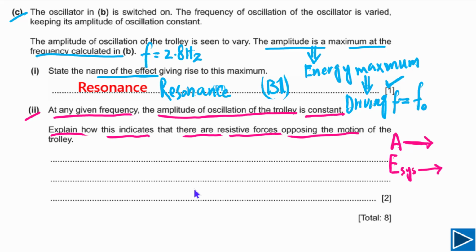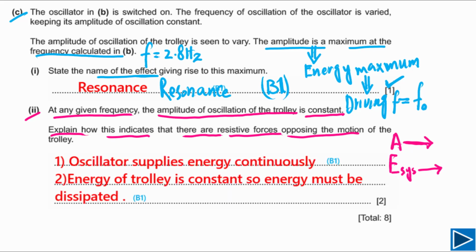Let me explain how you can write a proper answer for this question. First point, you need to write that the oscillator supplies energy continuously. This is very important, and this is a B mark. It must be in your answer, you have to mention that. Second point, the energy of the trolley is constant, so energy must be dissipated. This is also a B mark, so this also has to be in your answer. If you write these 2 points, you will get 2 marks.